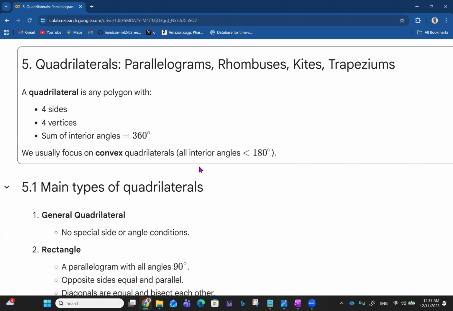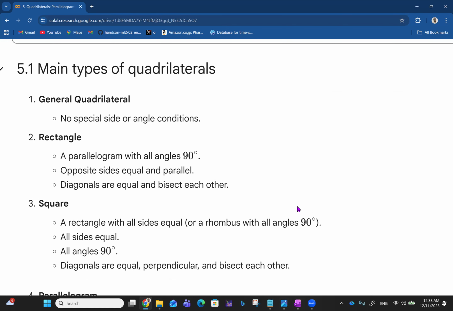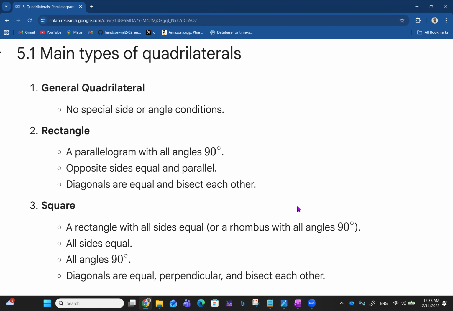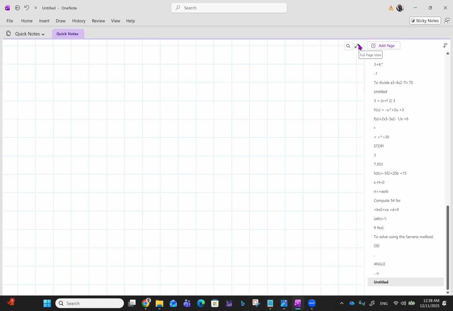All right. So let's talk about a kind of overview of quadrilaterals. Again, a quadrilateral is any polygon with four sides, four vertices, and the sum of its interior angles is 360 degrees, right? We usually focus on convex quadrilaterals where all interior angles are less than 180 degrees. So let's see some main types of quadrilaterals. We can actually have a general quadrilateral. In this case, there are no special side or angle conditions. Any four-sided shape is a quadrilateral.